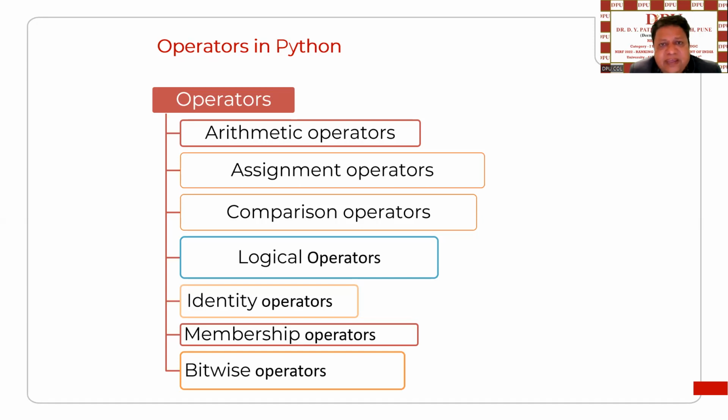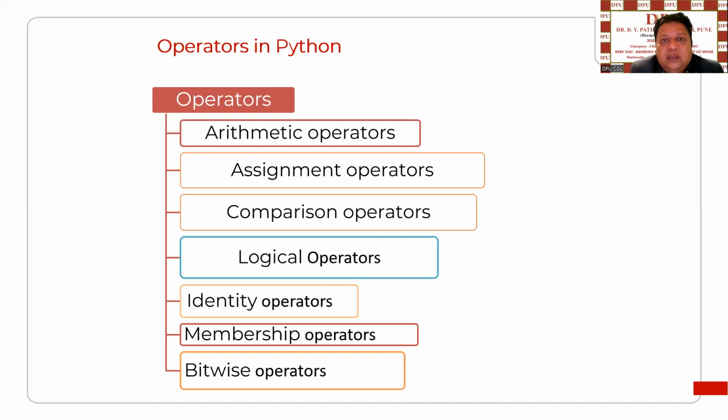For example, if age is greater than 18, then allow that person into the cinema hall. Else, do not allow that person into the cinema hall. For such kind of conditions, we can use the comparison operators. Based on the result, one more thing you need to remember is that the output of a comparison operator, a relational operator, is only a Boolean value.